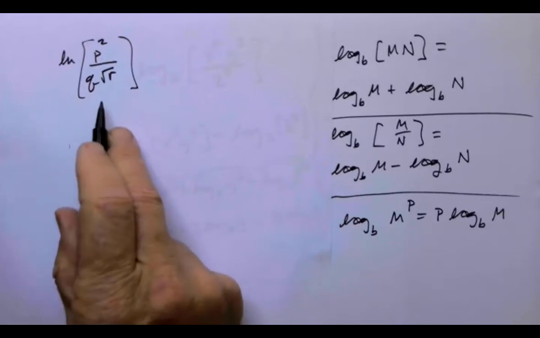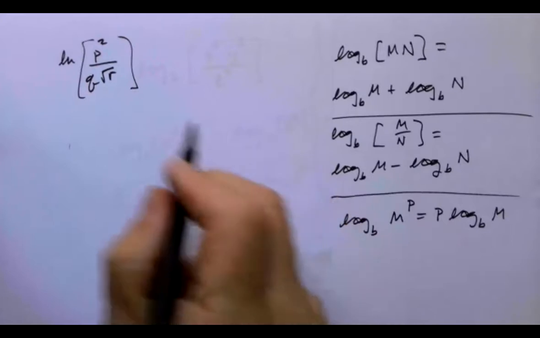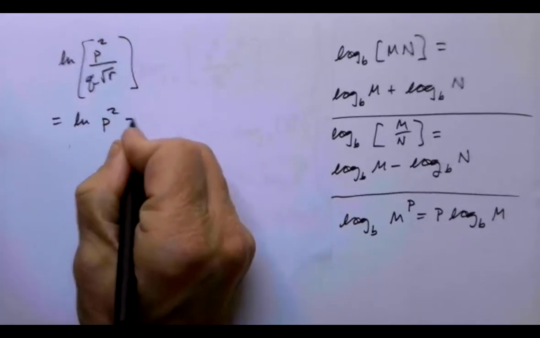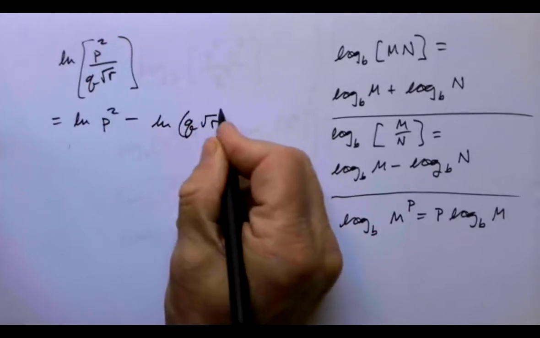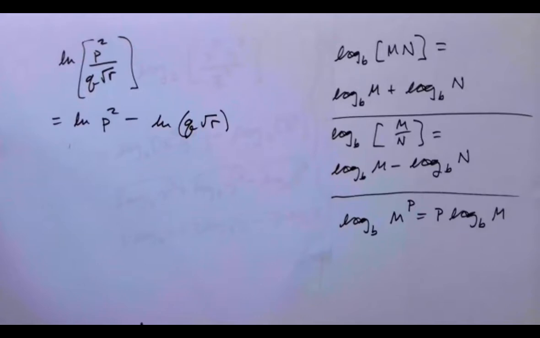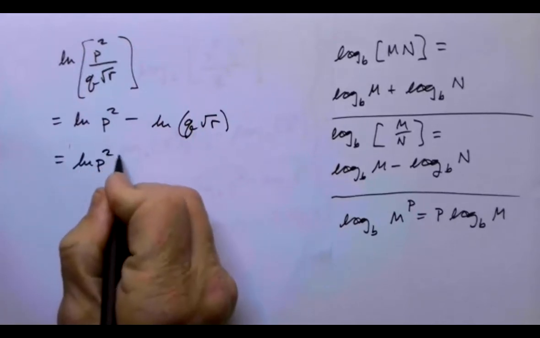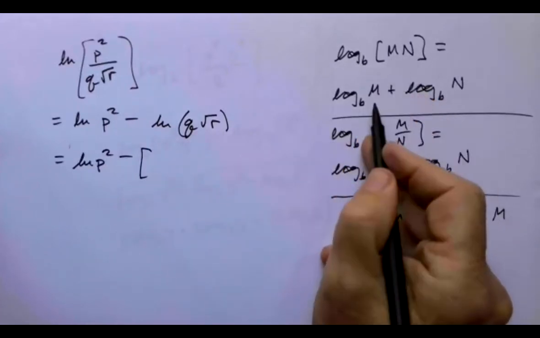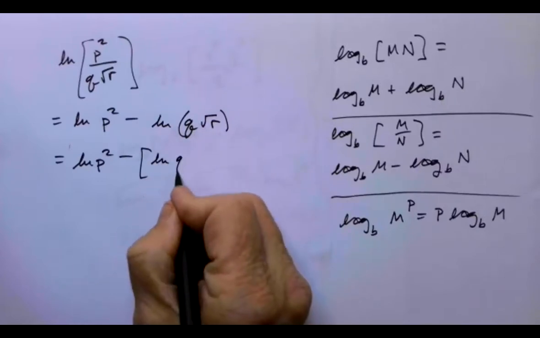That is the log of a quotient. So log of something over something is log of the top minus log of the bottom, which equals log of the top, p squared, minus log of the bottom, q root r. So we get log p squared. We'll deal with the exponents at the end. Minus, now log of q root r, the log of the product, log of mn is log m plus log n. So natural log q plus natural log root r.